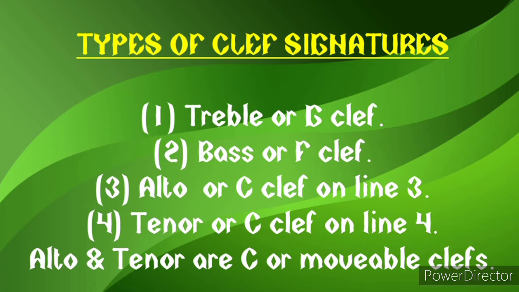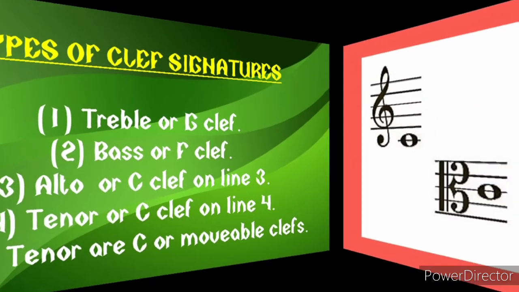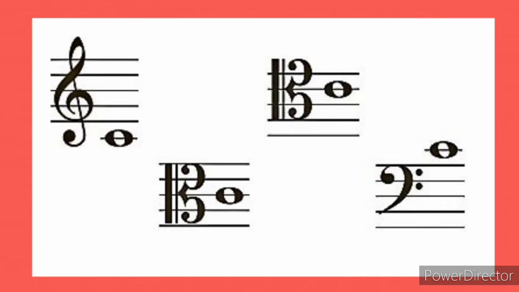Now the difference between these 2: the way you draw them is the same, but the difference is that one is on line 3 and one is on line 4. Alto and tenor are called the C or movable clefs. If you want to say alto, you can say alto or C clef, tenor or C clef. But if I want to relate to both of them together, I'll call them the C or the movable clefs. These are the 4 regular clef signs that we'll make use of.